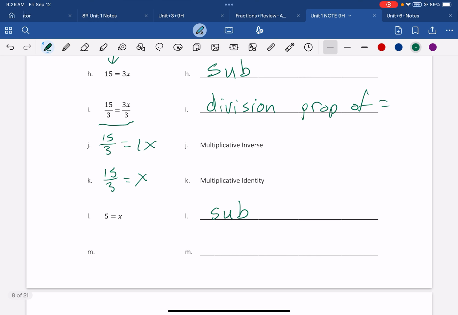And we do one last step, because we like to have x equals 5 instead of 5 equals x, and that is the symmetric step.